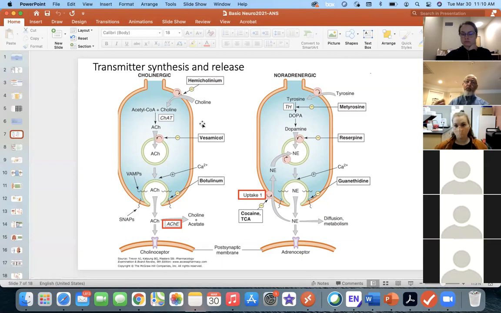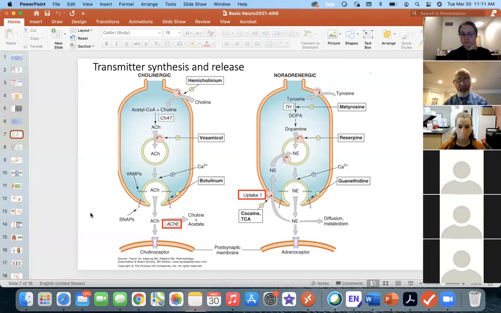Now, how do we manipulate those? For example, a cholinergic system. When we say cholinergic system, the neurotransmitter that we are dealing with is acetylcholine. When we say adrenergic or noradrenergic system, our neurotransmitter is norepinephrine or noradrenaline. As I said, noradrenaline and norepinephrine are exactly the same thing.